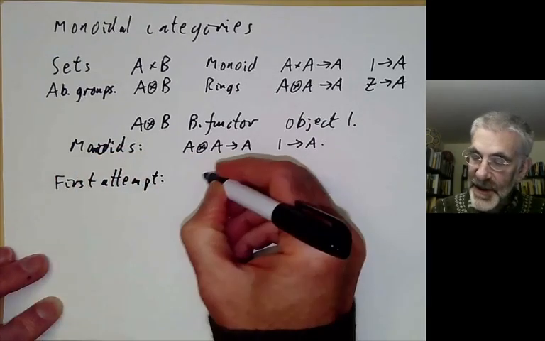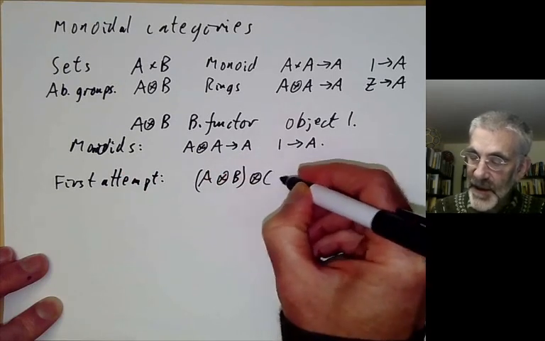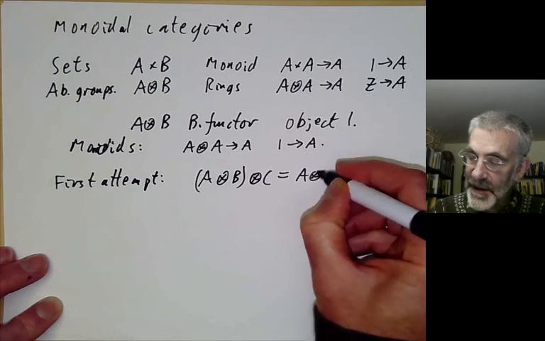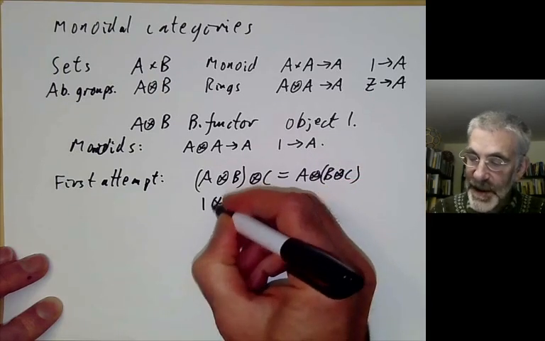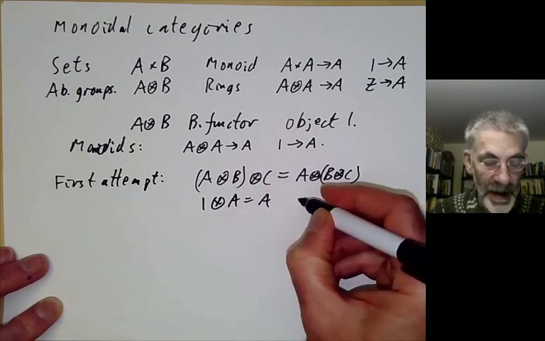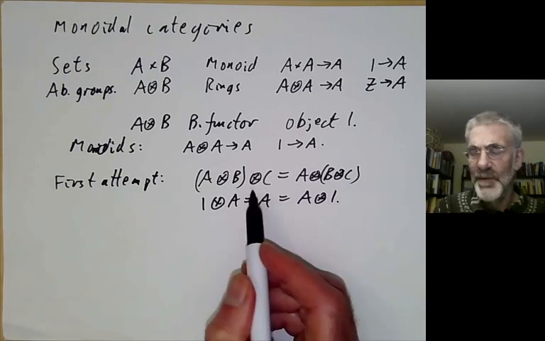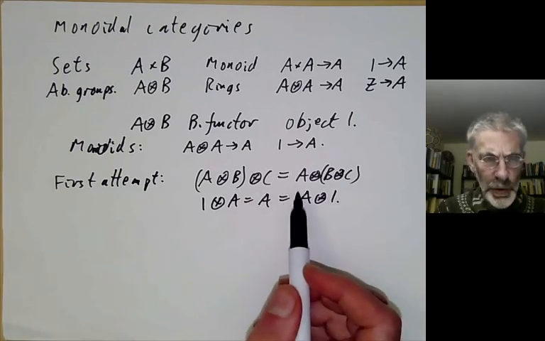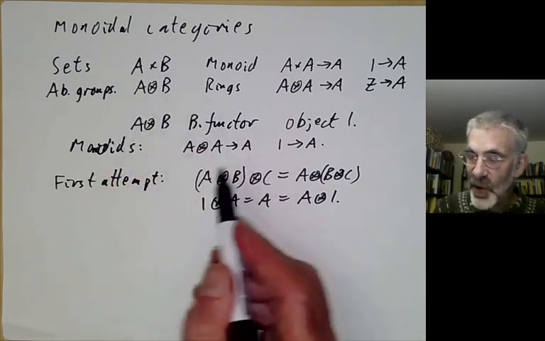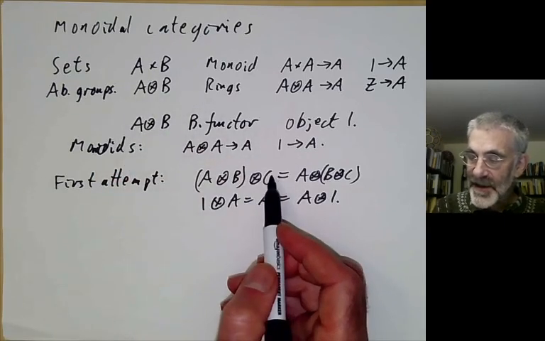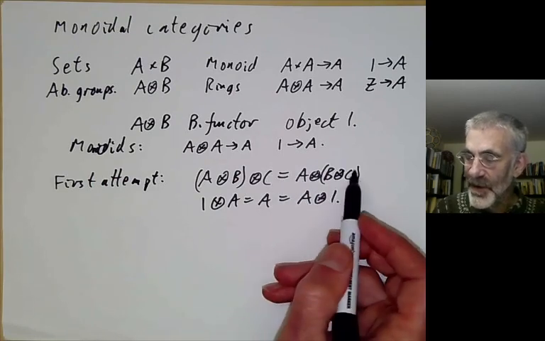Let's say that it should be associative, so A tensor B tensor C should be equal to A tensor B tensor C with the brackets moved, and we should also want 1 tensor A to be equal to A, and this should be equal to A tensor 1. Well, there's an obvious problem. This isn't actually true in most cases. For instance, in sets, the product of A, B and C is not actually the same as the product of A with the product of B and C.